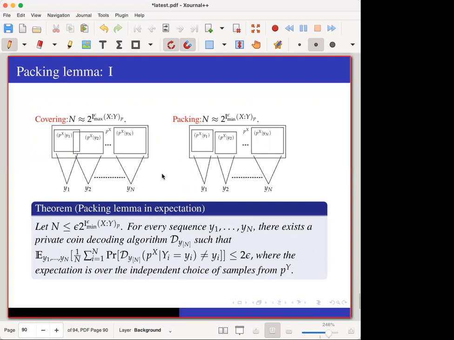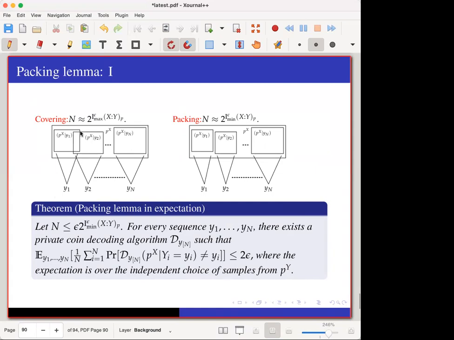So here is the diagrammatic difference between them. In the covering lemma, what do I have? I have some samples chosen, let us say IID, from some alphabet Y according to the marginal P_Y, Y1 to Yn. And then I'm looking at the conditional distribution of X given Y1, of X given Y2, and so on. Covering says that if I take the sample average of these conditional distributions, I'll get close to the marginal on X, which is P_X.